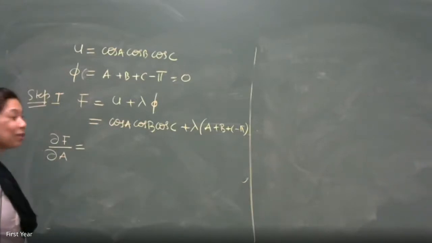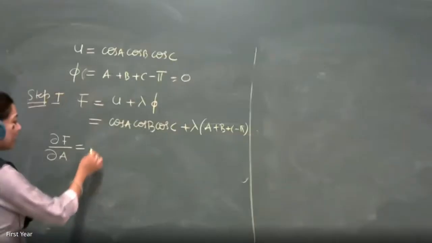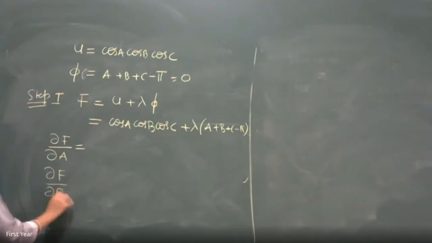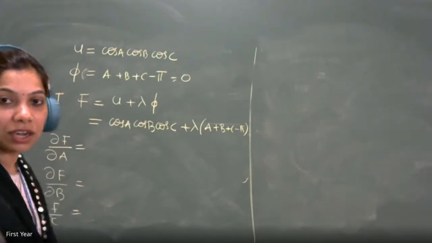Del F by del A. Sumit, okay, one. Fine. Yes, del F by del A, then del F by del B, and del F by del C. D30, C55, D8. Yes, you go ahead with the derivatives and tell me the values.